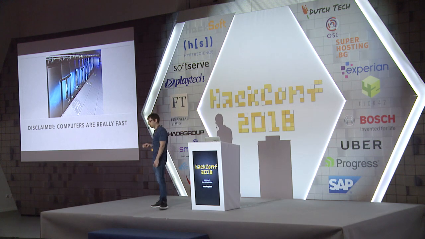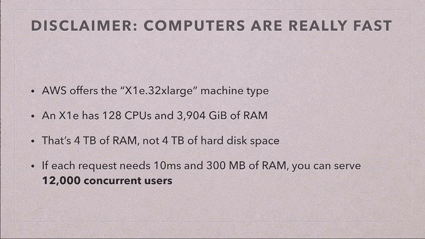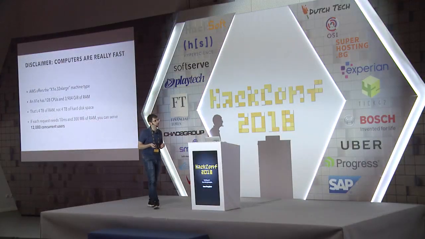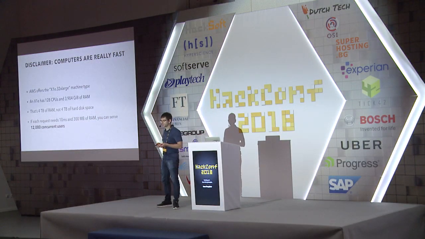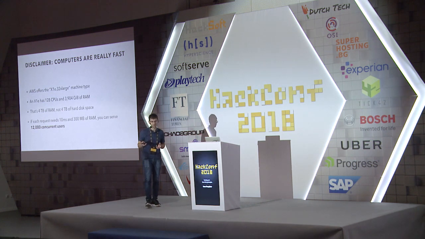Okay, the other thing we should cover before going further: computers nowadays are really, really fast. If you use, for example, Amazon Web Services, Amazon has different machine types, and one of them is called X1E. I think they just launched it a few weeks ago. The largest X1E machine has 128 CPUs and 3,904 gigabytes of RAM. No, this is 4 terabytes of RAM, not 4 terabytes of hard disk space.